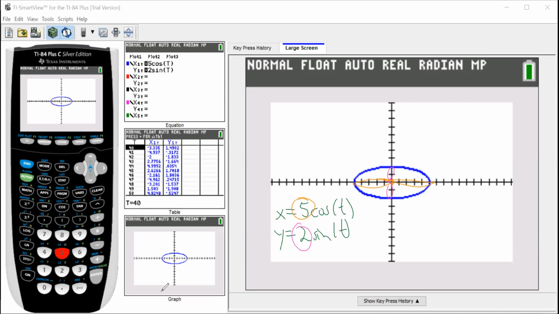Now before we go back to the slides, I also want to show how to do this on Desmos for those of us using that, because it's a little different. So I'm going to switch my screen here now to show Desmos.